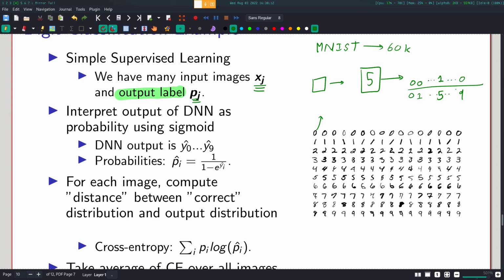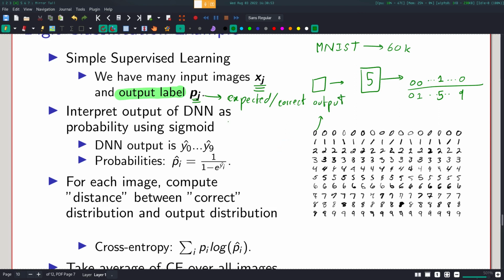So we basically have as a correct output this sort of probability distribution, where whatever actual digit this image represents, that particular value has probability 1 and everything else has probability 0, right? So we have such images and such vectors representing probability distributions, where one component is 1 and everything else is 0. So we have images and then the expected or correct output, which is a probability distribution.